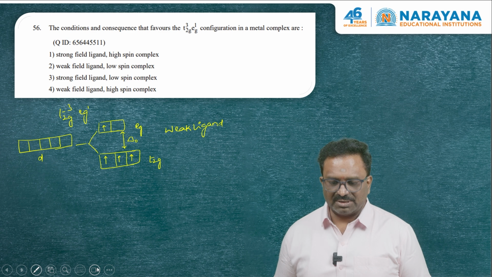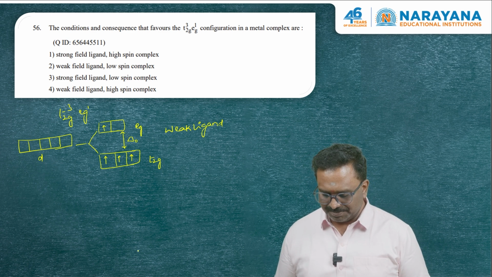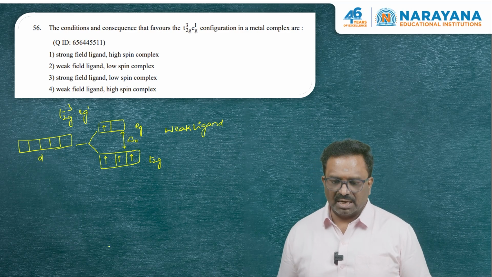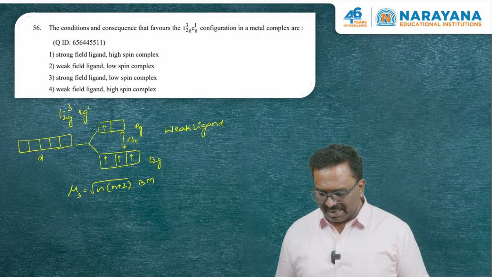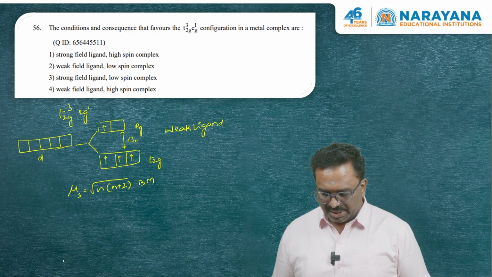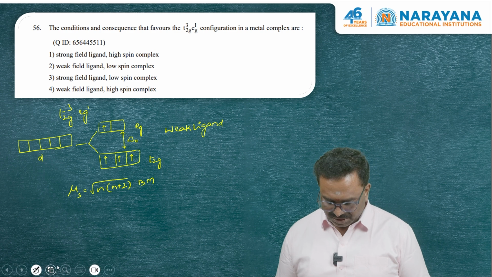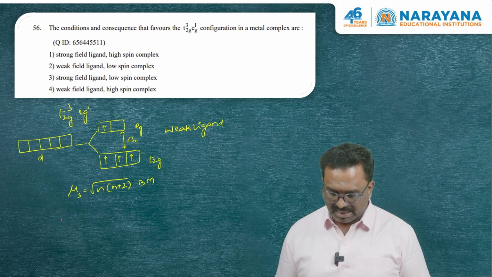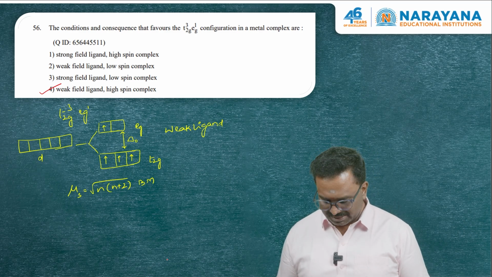One more is, what about the spin? The spin is calculated based on the number of unpaired electrons. So here the unpaired electrons are more, no pairing. The spin only magnetic moment is root over n into n plus 2 Bohr magneton. So here it is high spin because 4 unpaired electrons are present as per the given. So it should be weak field ligand with high spin complex condition. So this is validated here as per the given one. The fourth option is indicated in this.